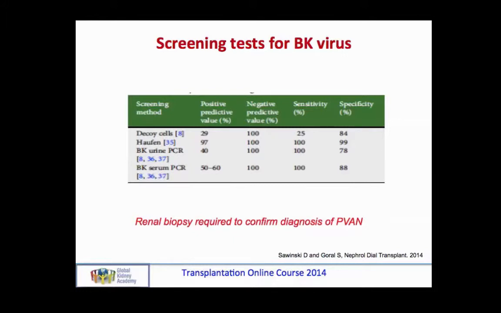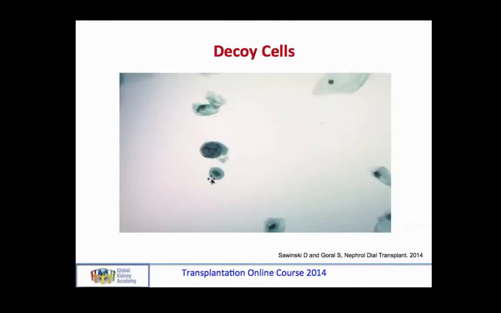So that is why most people would argue that even if you have BK viremia, you should go on and do a biopsy, because the positive predictive value of BK viremia is only around 50 to 60%. These are decoy cells in the urine, so these are tubular epithelial cells shed in the urine that have been infected with BK virus.